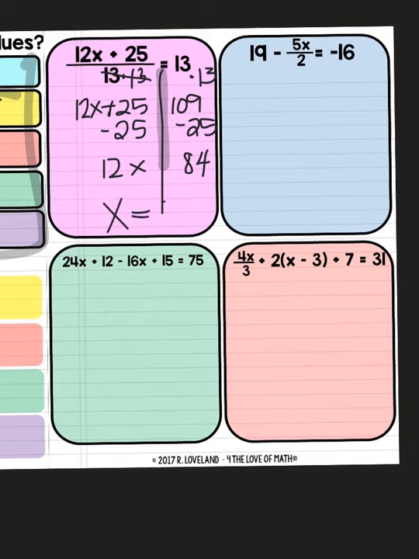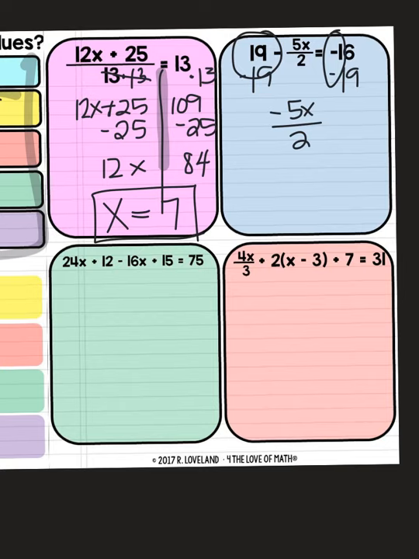Let's go ahead and look at the blue one. I have 19 minus the quotient of 5x and 2. I need to find the thing that's the furthest away from the x. The first thing that's the furthest away from the x is this 19. So I'm going to go ahead and subtract 19 from both sides. Watch your negative signs. Now I have negative 5x divided by 2.